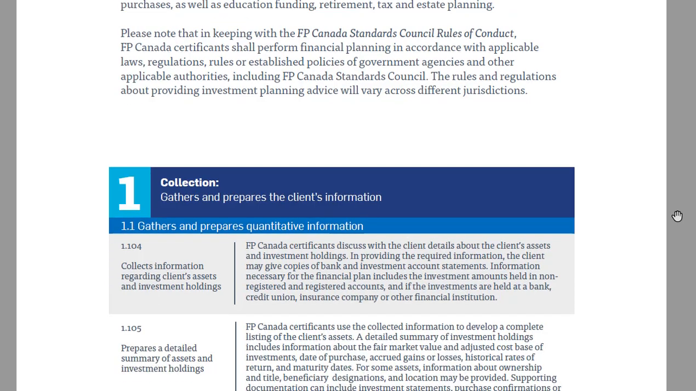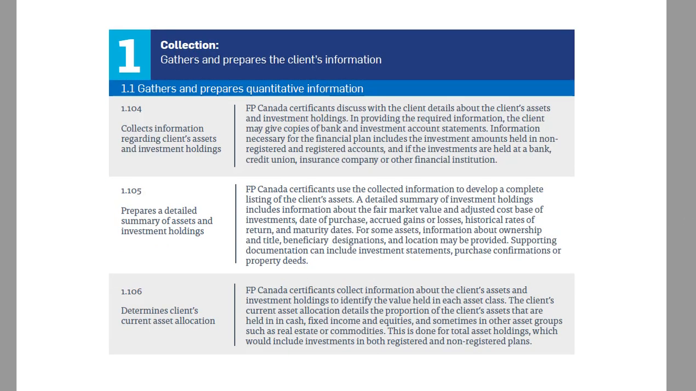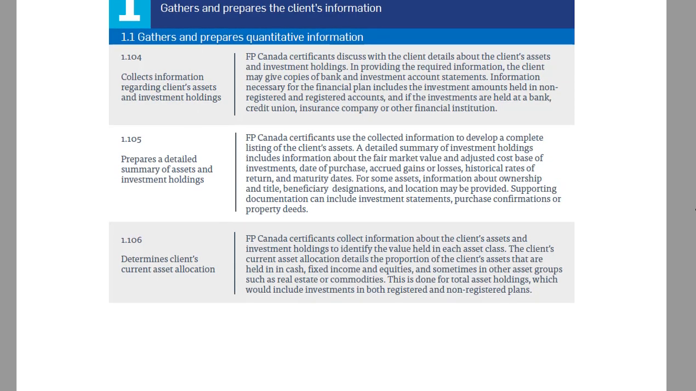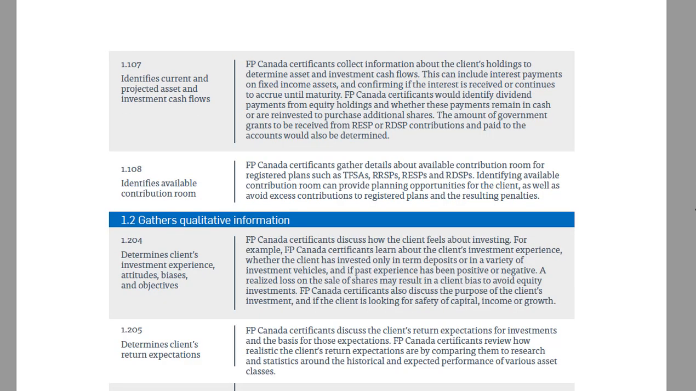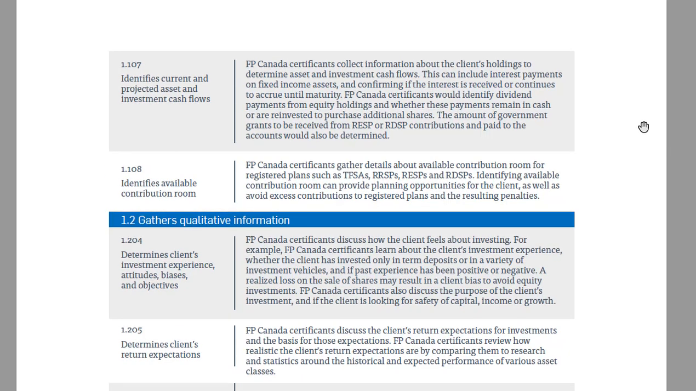Okay, so if we scroll down, we can see here there's the collection area. 1.104 collects information regarding assets and investment holdings. We could read more about that: the detailed summary of assets and asset holdings, and then determining the client's current asset allocation. Okay, but again, if we scroll down to 1.108, as I pointed out, identifies available contribution room. What exactly is that talking about?